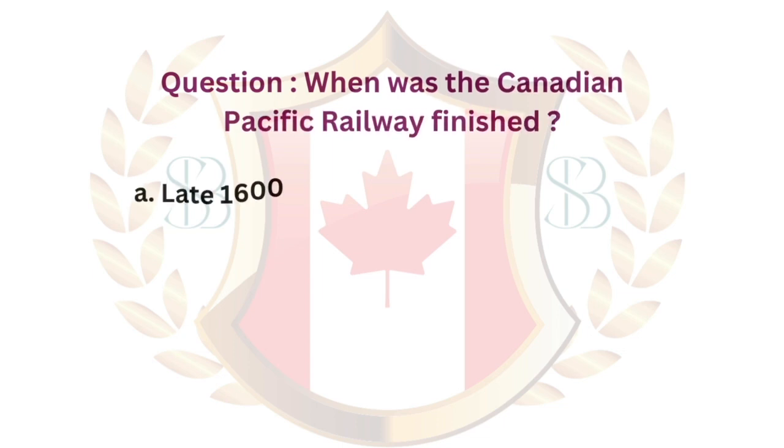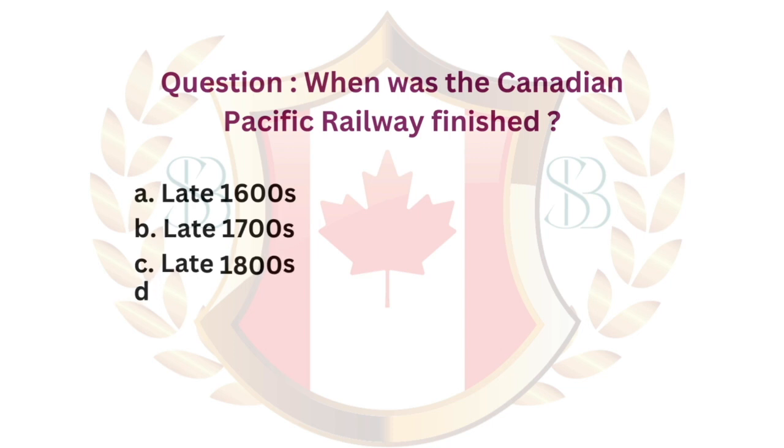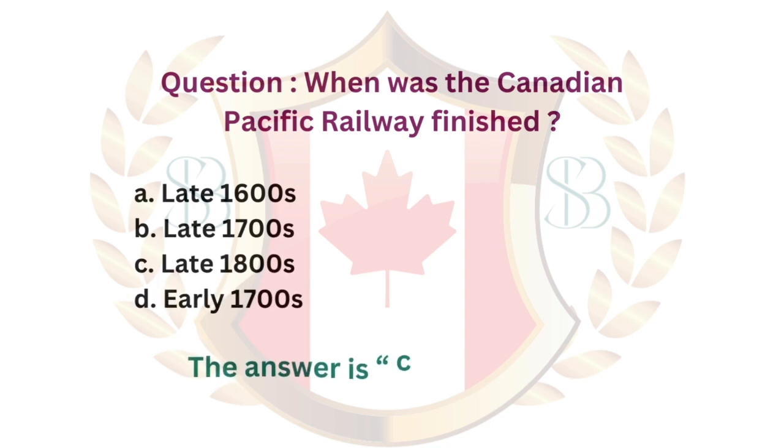Question. When was the Canadian Pacific Railway finished? A. Late 1600s. B. Late 1700s. C. Late 1800s. D. Early 1700s. The answer is C. Late 1800s.